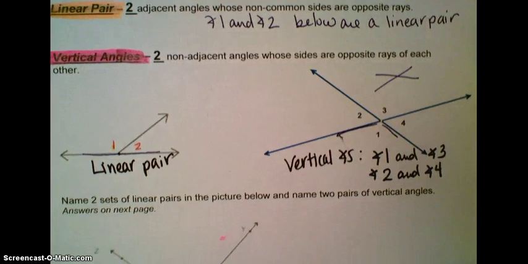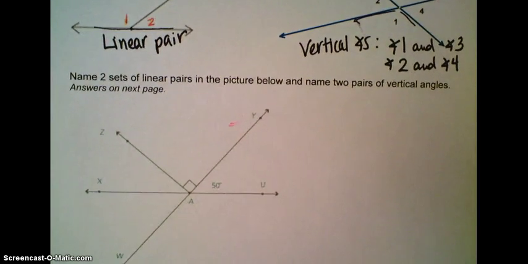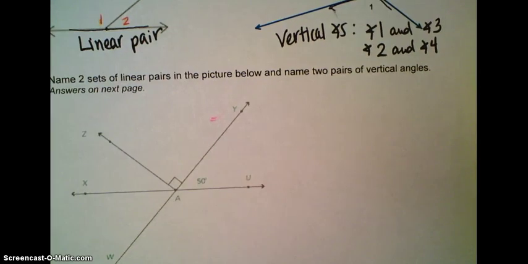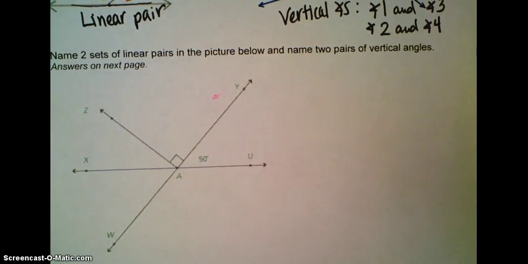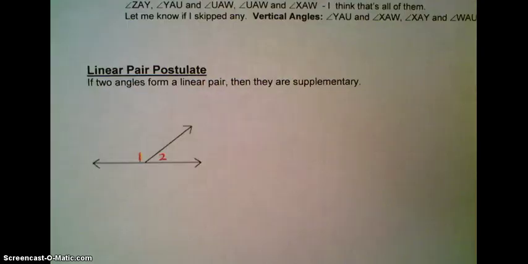Okay, and then the last thing on this page is asking you to name two sets of linear pairs in the picture and name two pairs of vertical angles. You should do that before you move on to the next page. Go ahead and stop the video, and then you can find the possible answers on the next page.